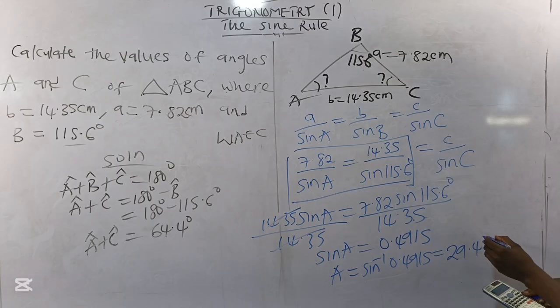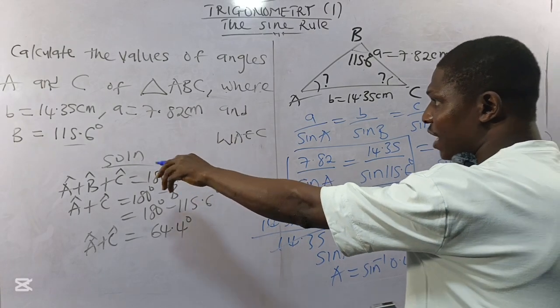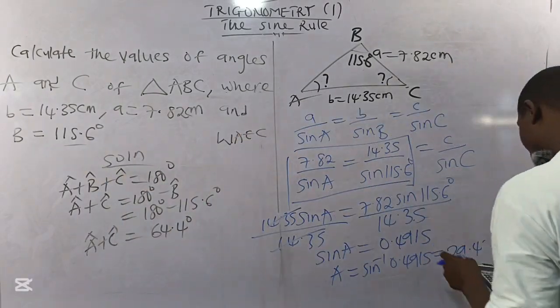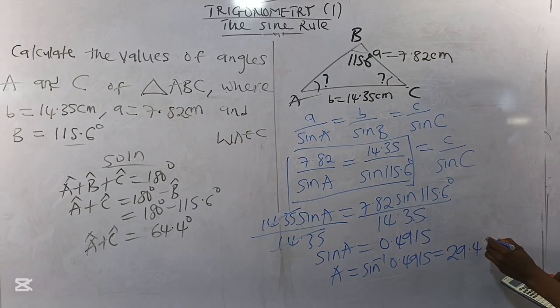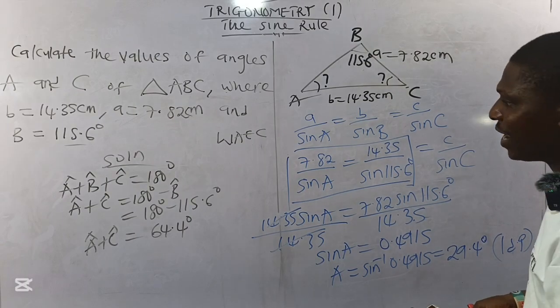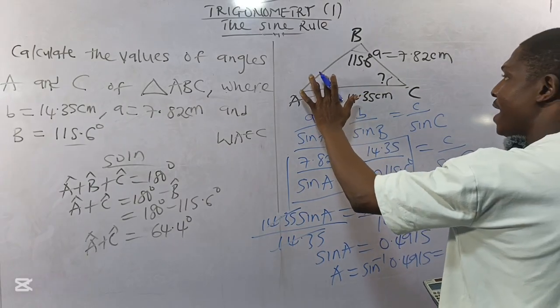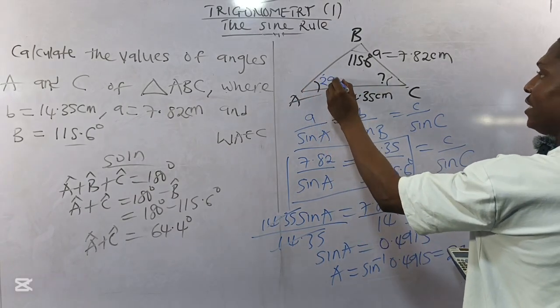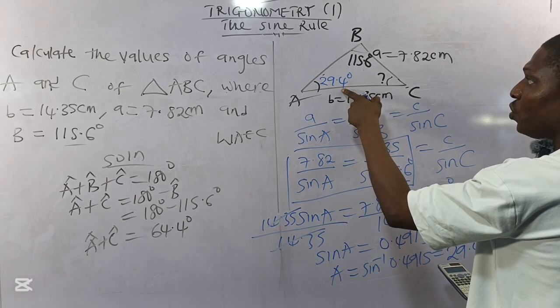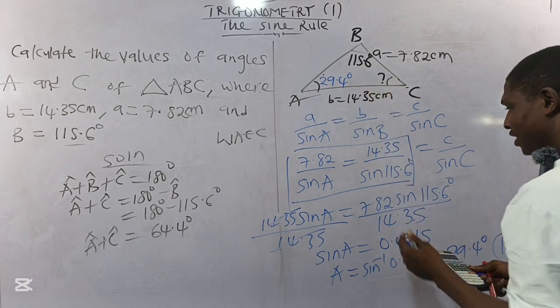29.4. The angle given in the question was to 1 decimal place, so I'll do this to 1 decimal place. Now I've gotten my A. I can put my A here now, 29.4 degrees. I leave it to 1 decimal point because the angle given was to 1 decimal point.